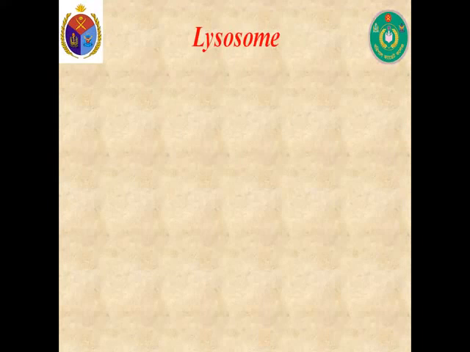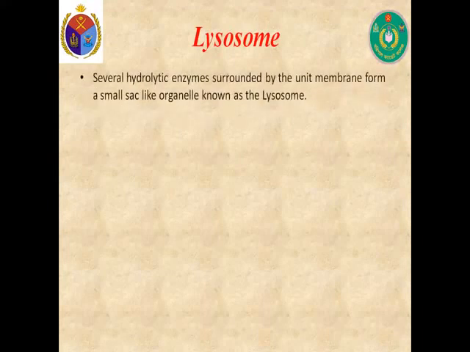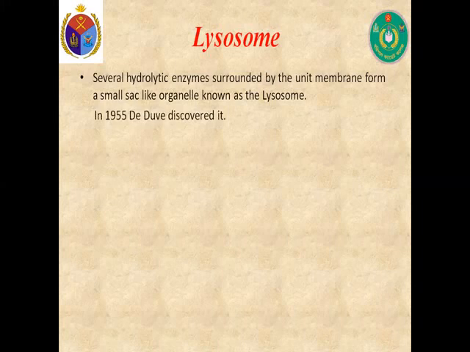Now, the vital, another organelle like lysosome. What is lysosome and what is autophagy? Several hydrolytic enzymes surrounded by the unit membrane form a small sac-like organelle known as lysosome. I repeat, several hydrolytic enzymes surrounded by the unit membrane form a small sac-like organelle known as lysosome. In 1955, scientist de Duve discovered the lysosome.